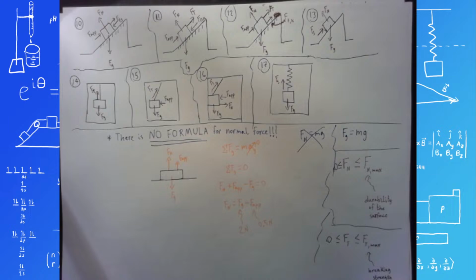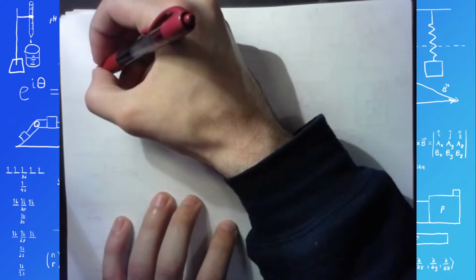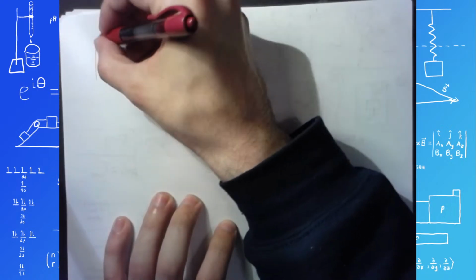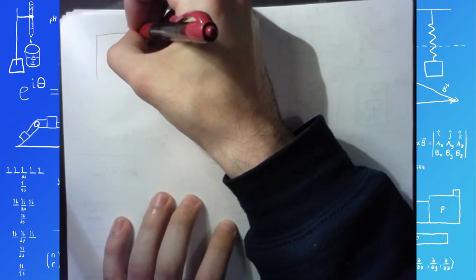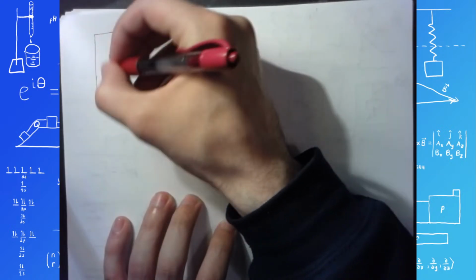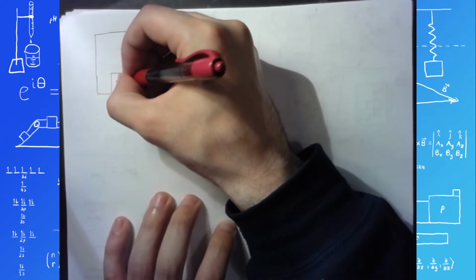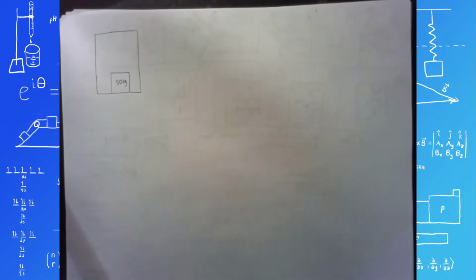I'm probably going to need a new sheet really soon. In fact, oh wait, I've got the backside of this sheet. Okay, we're good. So we've got ourselves an elevator here. And inside this elevator, we've got a 50 kilogram block. Okay, let's draw the force diagram for this thing.